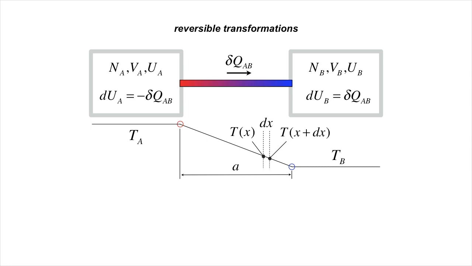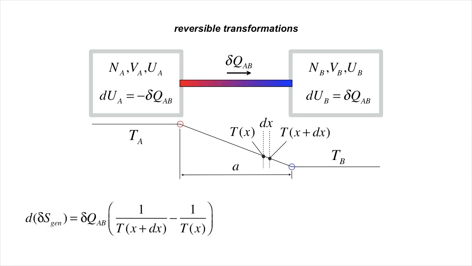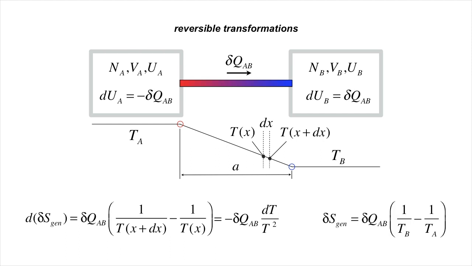This can be understood by examining a slice of conduit of width dx. As with the overall increase in entropy of the combined system, we can express the differential entropy produced within dx as dQ_AB times the difference in reciprocal temperature across the differential slice of the conduit. In other words, each differential slice of the conduit generates a tiny bit of entropy, which is proportional to the derivative of 1 over T with respect to x. Integrating, we find that the total entropy generated within the conduit by this heat transfer process is equal to the total entropy increase of the combined system A and B.